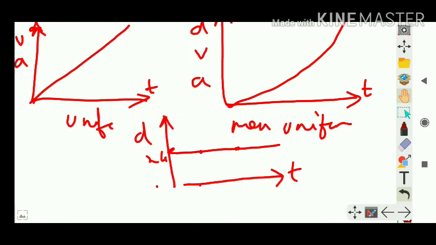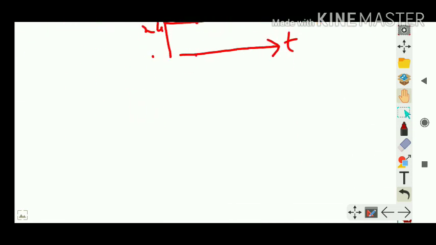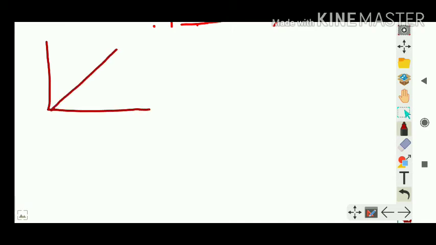Now let's move on to the same graphs. I'm going to take the uniform displacement time graph. You are asked to draw the velocity time graph for a uniform displacement time graph. How would you draw it? I'm drawing it again. This is our uniform displacement. I'm writing S or D, it's okay. So this is my uniform displacement time graph.